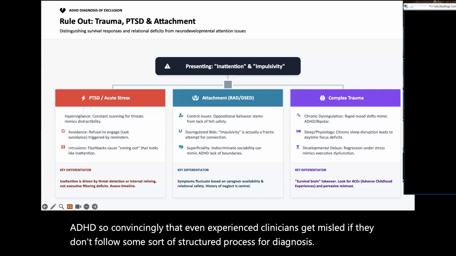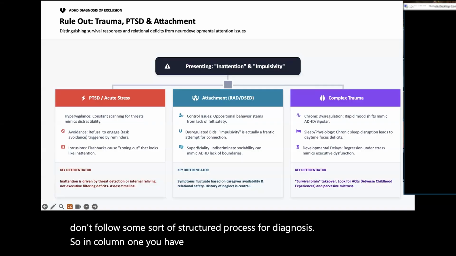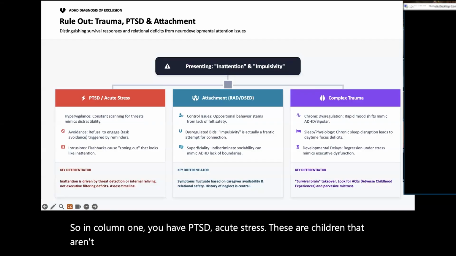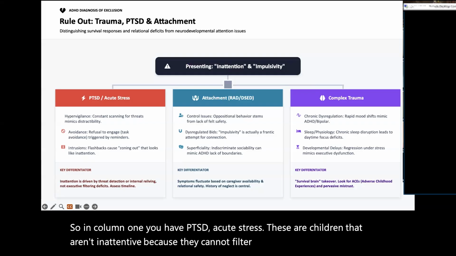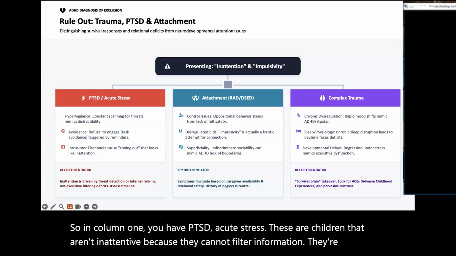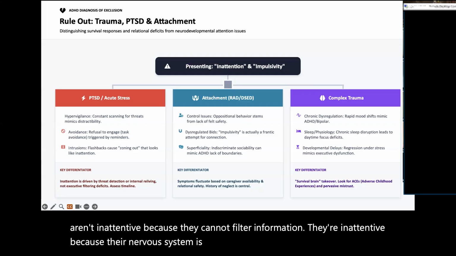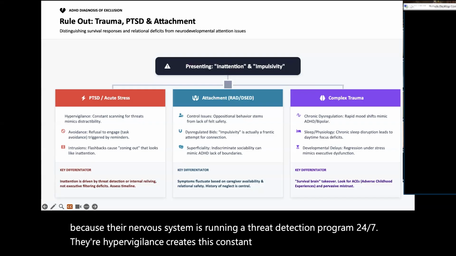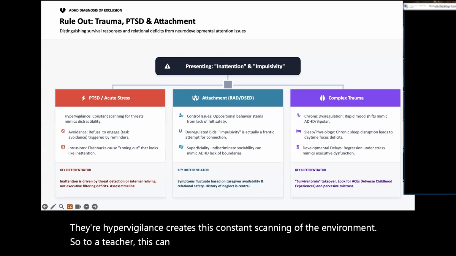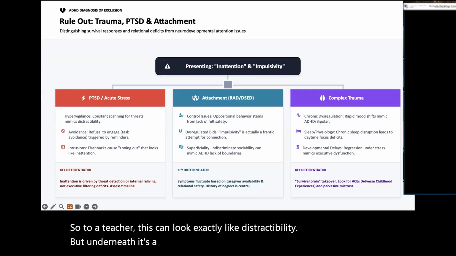So in column one, you have PTSD and acute stress. These are children that aren't inattentive because they cannot filter information. They're inattentive because their nervous system is running a threat detection program 24/7. Their hypervigilance creates this constant scanning of the environment. So to a teacher, this can look exactly like distractibility. But underneath, it's a survival response, not a neurodevelopmental deficit.